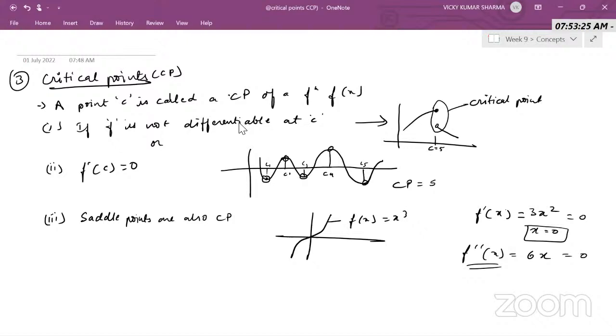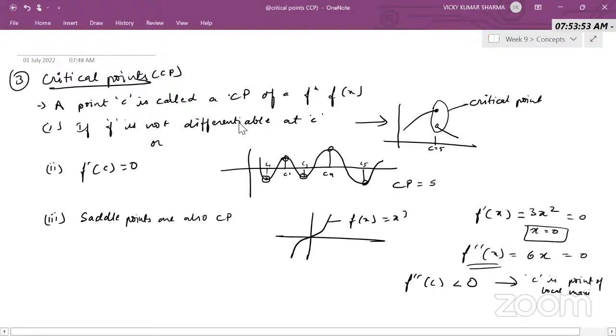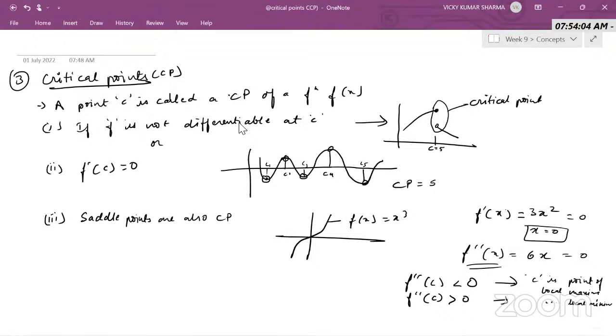Last line, I'm not able to see it. Okay, maybe I can just write it down here itself. When f double dash of c is lesser than 0, what can you talk about c? C is a point of local maxima, right? And when the double derivative test gives me greater than 0, then we can say c is a point of local minima, right? This is a point of local minima.